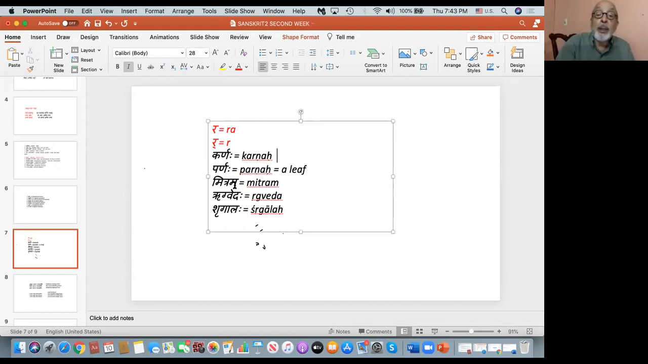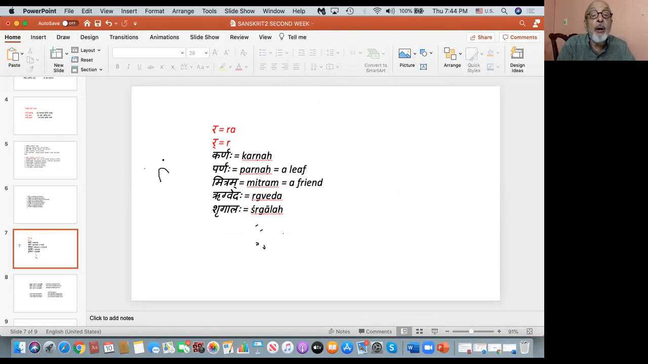Mitram. This is also a new word for you. Mitram means a friend. So here, R is this one. Did you see this R? This R is actually a derivation of T and R. People used to write T and then R here, but when you write very quickly, it becomes like this. Okay? Mitram.